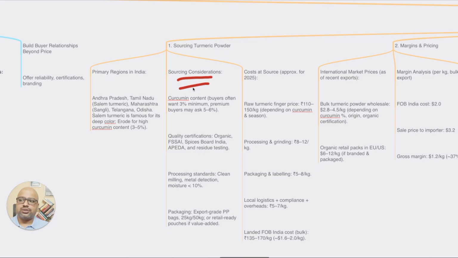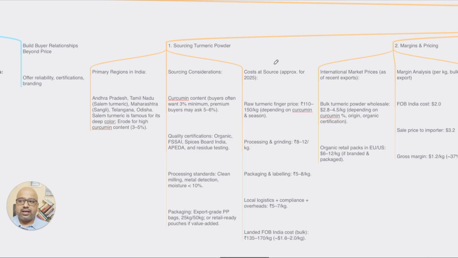Second is the sourcing constraints. What is the problem that you need to solve today? Majorly, curcumin content is a minimum of 3 to 4%, and the premium is at least 5 to 6%. Moreover, you need all of these certifications: clean mining, material detections, all of this. And then the packaging: at least PP bags of 25 kgs to 50 kgs, retail packaging, pouches, these are all something that you do. But if I have to say, these are the bigger sourcing considerations, if you are able to do this, well and good.